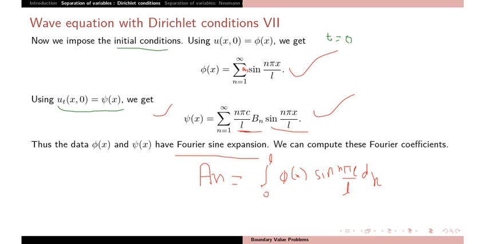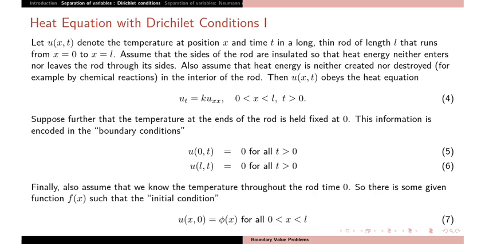And similarly from the second formula, the coefficient n pi c by L B_n will be the same, replacing phi with psi, and sin(n pi x by L) will be the same. Just replace phi with psi and A_n with n pi c by L B_n. So by computing those Fourier coefficients, we can compute A_n and B_n. Okay, so we can solve a wave equation with the Dirichlet conditions. Now I move to a similar example of the heat equation with the Dirichlet condition.